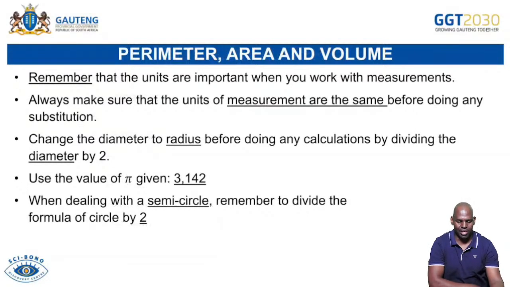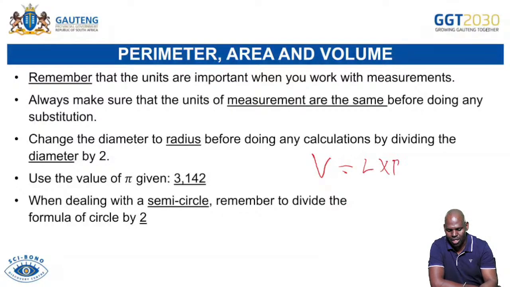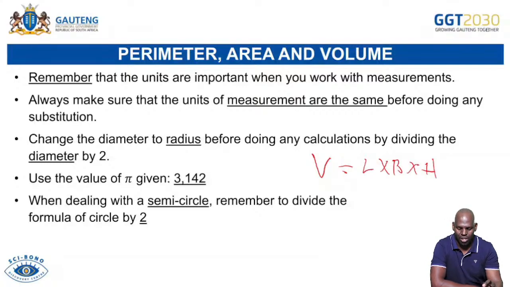And then this is a reminder with regard to perimeter, area and volume. Remember, the units are always important. Please make sure that whenever you are working with perimeter, area and volume, you indicate the units. Always make sure that the units of measurement are the same before doing any calculations. What does this mean? Let's say you have to calculate the volume, which is length times breadth times height. That is the volume of a rectangular prism. If you have to substitute here, you have to make sure that the length, the breadth, and the height are all in the same unit.